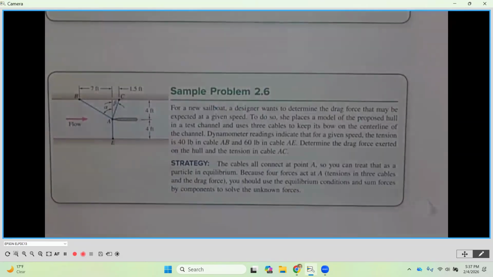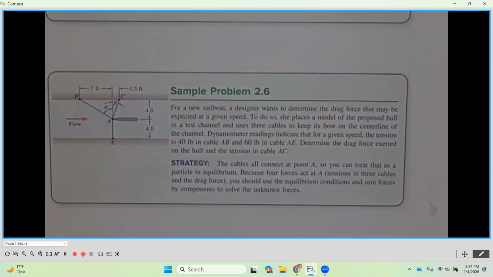Okay. Now I'm just looking, does it tell us what the angles are? I'm looking. Oh, I see. They don't give us the angles alpha and beta, but they are giving us the distances. So we'll be able to figure those out, even though they're not explicitly given to us.